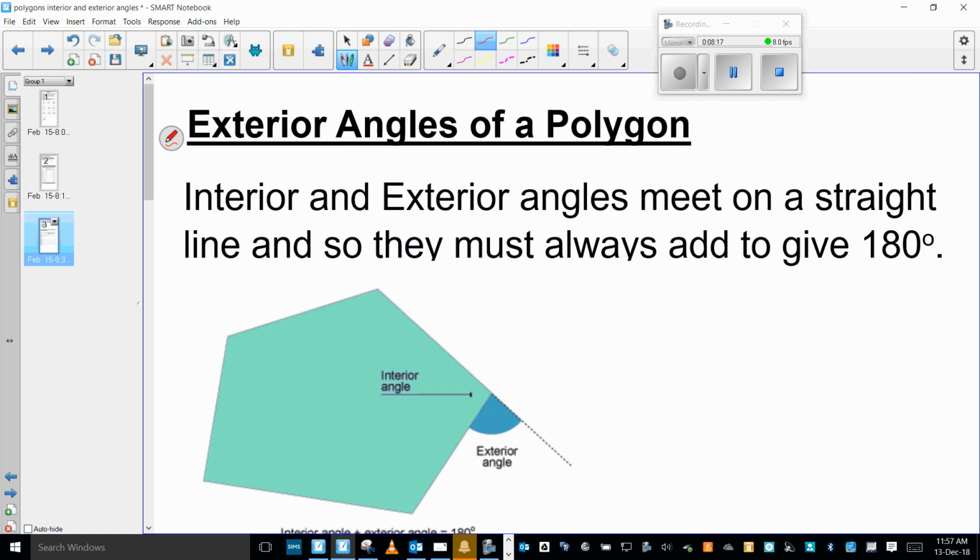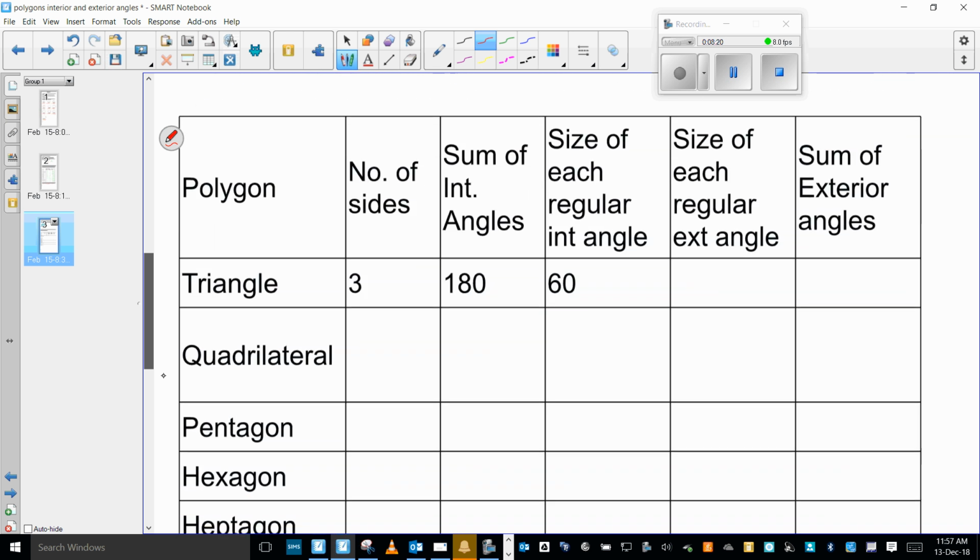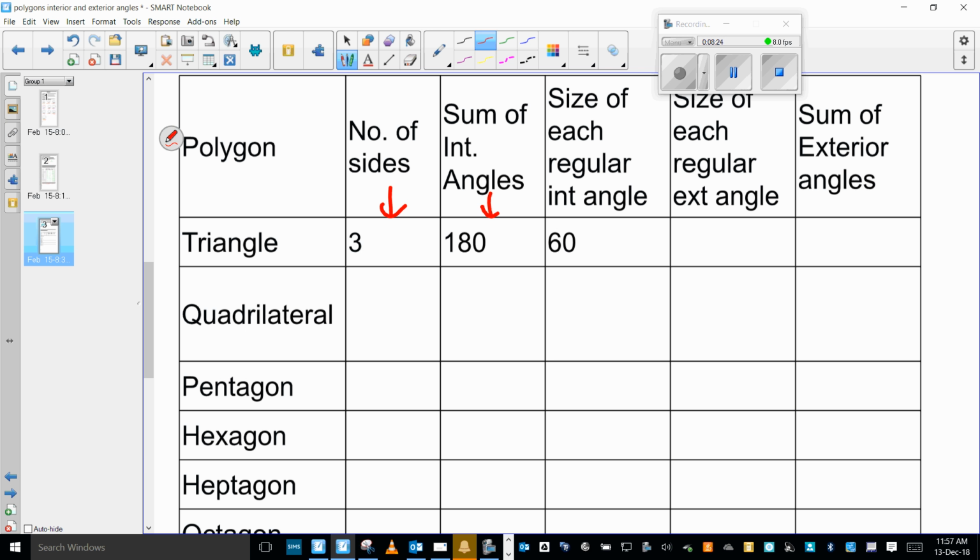So what we can do on this one, when we're looking at the exterior angle, is fill in these 2 columns from that previous chart. We're going to copy our previous chart, and then how are we going to find the size of each regular interior angle? You divide by the number of sides. Yes, so we take the sum of the interior angles and divide it by the number of sides it has, because remember we just said that regular polygons have equal sized interior angles. So you're going to have a go at that. Once you've found each interior angle, how are you going to find each exterior angle?